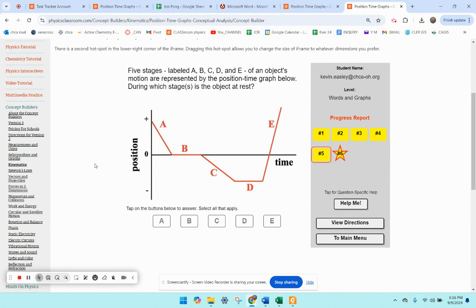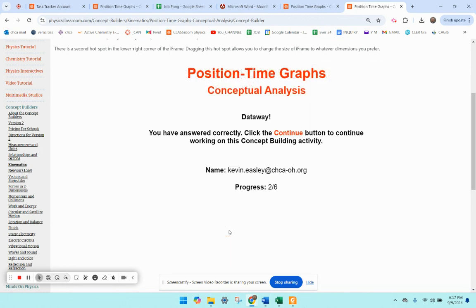Similar looking graph, and here it says during which of the stages is the object at rest. This would be at rest here at B, because here we're moving in the negative direction at A. Stopping at B, position is not changing. Negative direction in C, these are straight lines, so they'd be constant. Stopped at D, and back in the positive direction at a constant velocity at E. So the correct answer here would be B and D, because they're not moving.